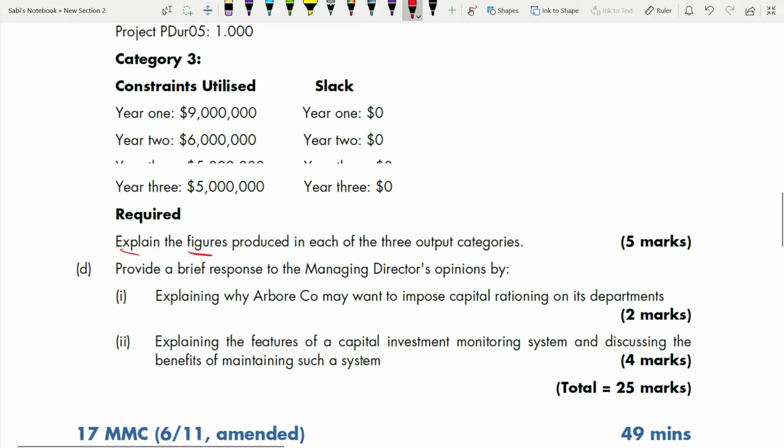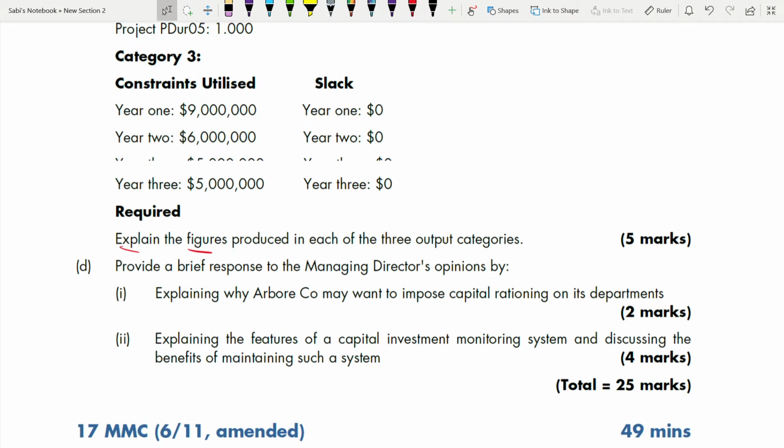Next, part D. Provide a brief response to the managing director's opinion by explaining why the company may want to impose capital rationing on its department. This is the theory part: why they might impose capital rationing. Second, explain the features of a capital investment monitoring system and discuss the benefits of maintaining such a system. Whenever you are asked for the theory part, this might be asked from you. This has been repeatedly asked: capital rationing, what are the benefits of capital investment monitoring and all.